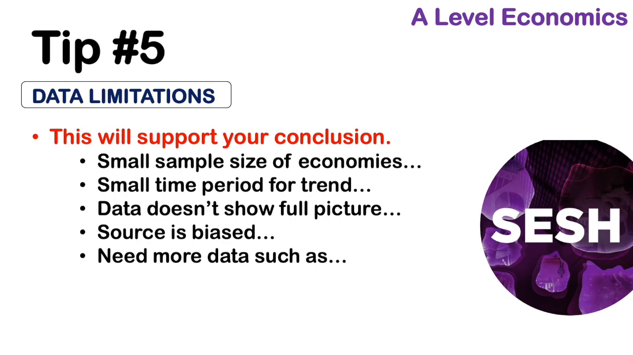Here's some examples of limitations you could find in the data. There's a small size of countries or economies. There's a small time period for the trend that they're trying to suggest. Maybe it's only a 1-year trend, that's not enough. The data doesn't show the full picture. It could show more. Could you say what more it should show? The source is biased if there's a news report. And finally, it needs more data such as this. Maybe you could say exactly what it needs to make it a more rock solid, clear, robust argument.